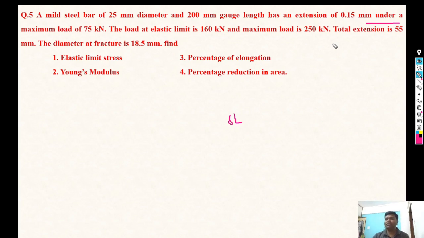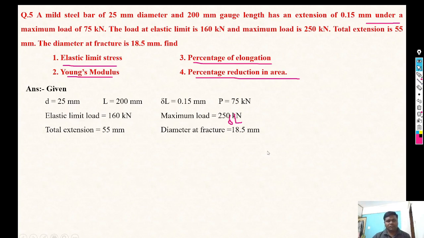See, in the previous numerical, length at fracture was given, but now here diameter at fracture is given. The numerical type is different, so consider all types of numerical in one video. First, we require elastic limit stress, modulus of elasticity, percentage of elongation, and the percentage of reduction in area. Whatever is given, just write down all the given data over here.